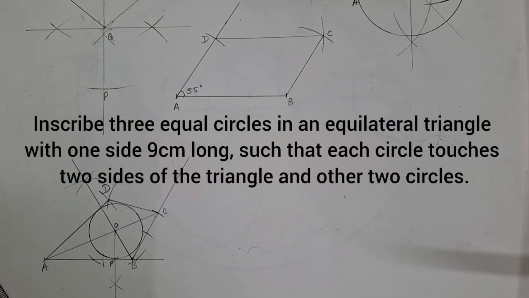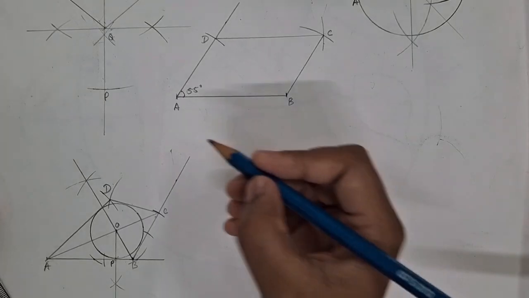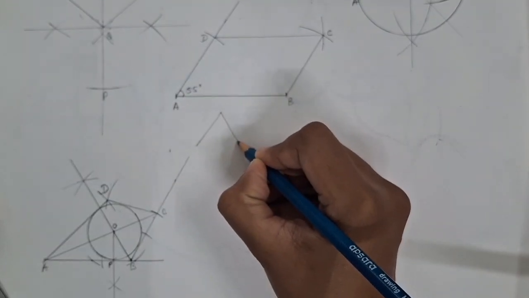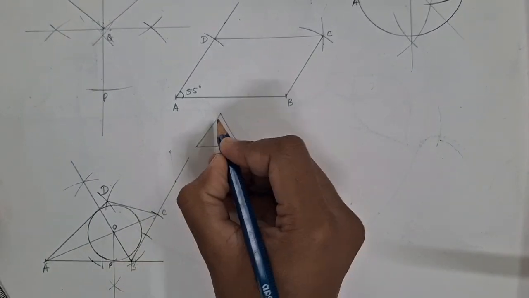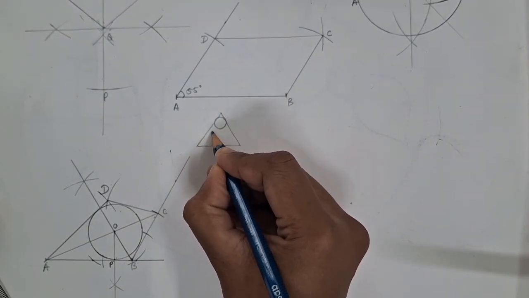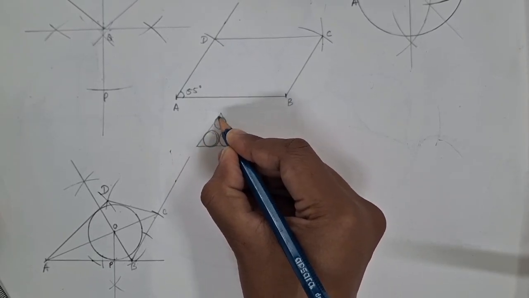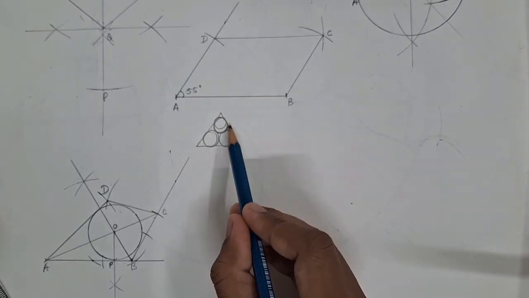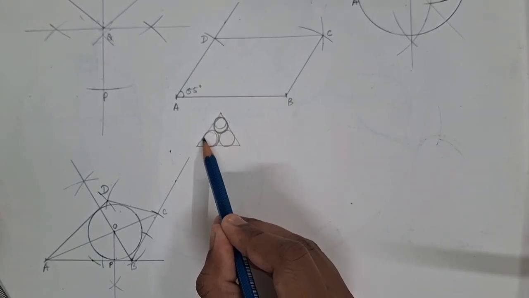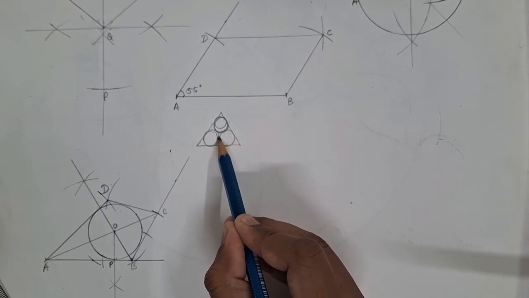Next question. Inscribe 3 equal circles in an equilateral triangle with one side 9 cm long such that each circle touches two sides of the triangle and other two circles. So if this is an equilateral triangle, this is how they expect us to inscribe 3 equal circles such that each circle will have to touch two sides of the triangle plus two other circles.